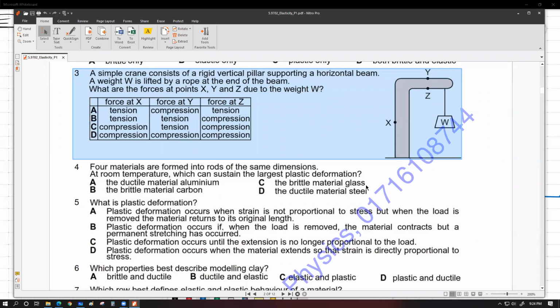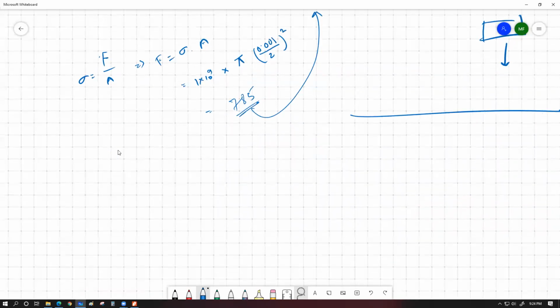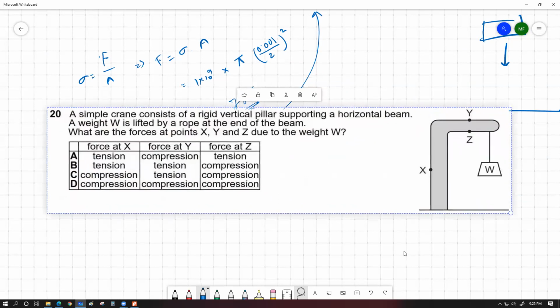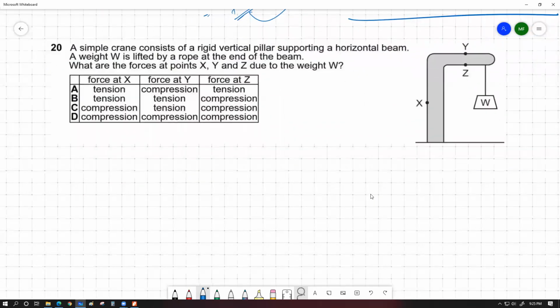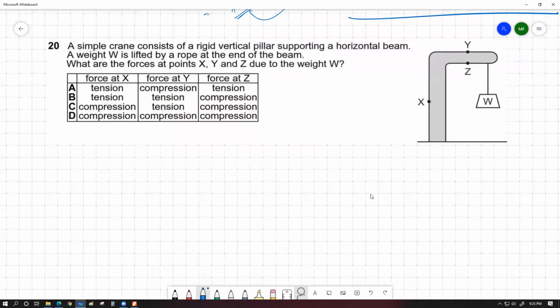Let me help you. Because of this loading, this part is gonna try to go down. So this whole thing is gonna behave something of this sort.